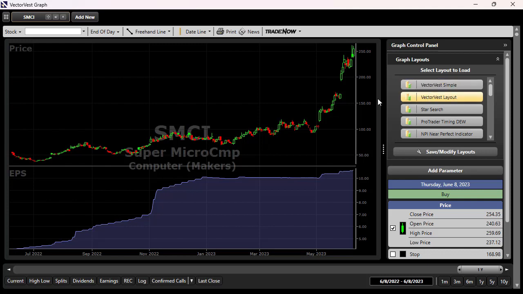And here we can see on SMCI, price is going bottom left, upper right, and it has really accelerated in the last month or so here in its trajectory up the page. Earnings per share also going bottom left, upper right in a relatively smooth fashion. Of course, not every stock has the same characteristics.